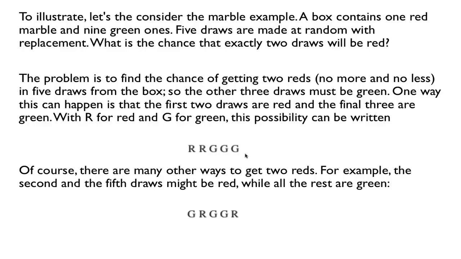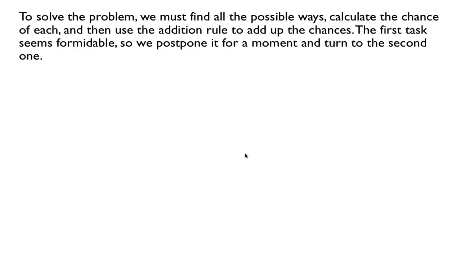And so to solve this problem, we have to find all the ways of getting 2 red, calculate the chance of each of them, and use the addition rule to add up all those chances. The first task is a little bit tricky: finding all the possible ways of getting 2 reds. So we're going to postpone that for a moment and look at the second problem.